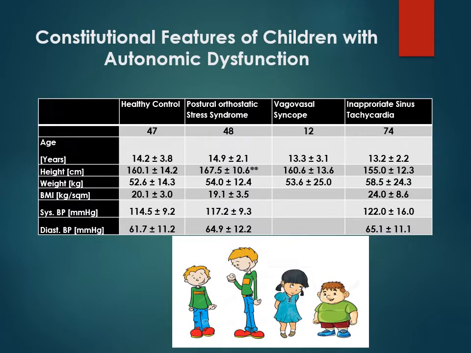However, we found significant constitutional features in children with autonomic dysfunction. Most of all, there are tall and slim patients who developed postural orthostatic tachycardia syndrome, and the inappropriate sinus tachycardia was found in those children who have a higher body mass index. There is a predominance of females in the vasovagal group.